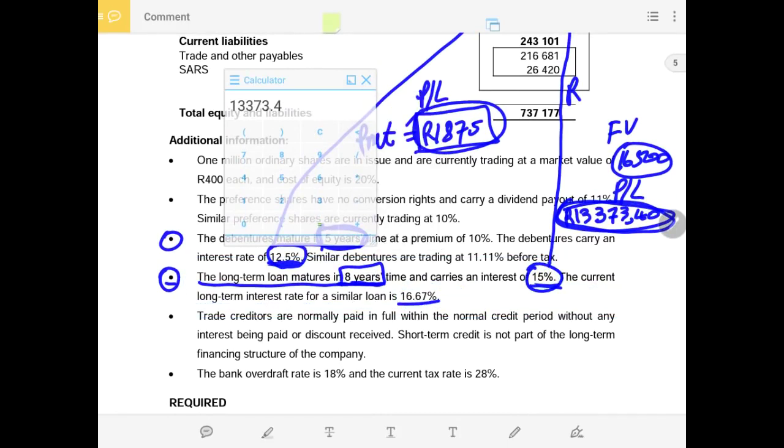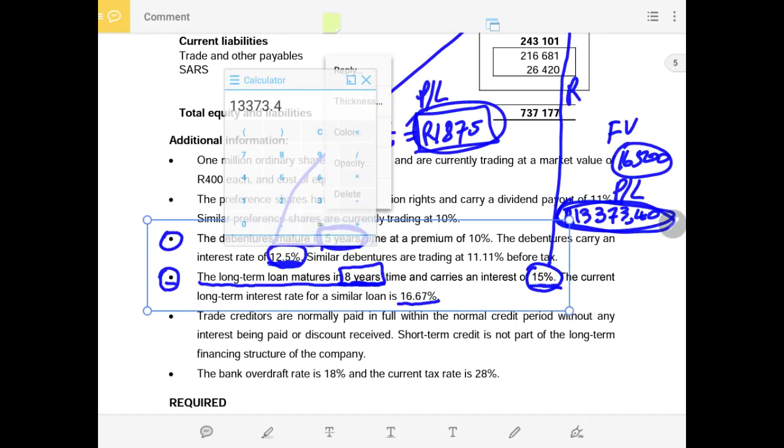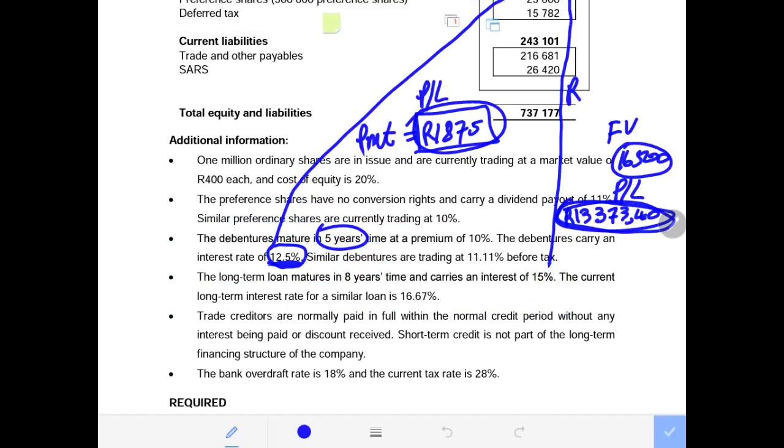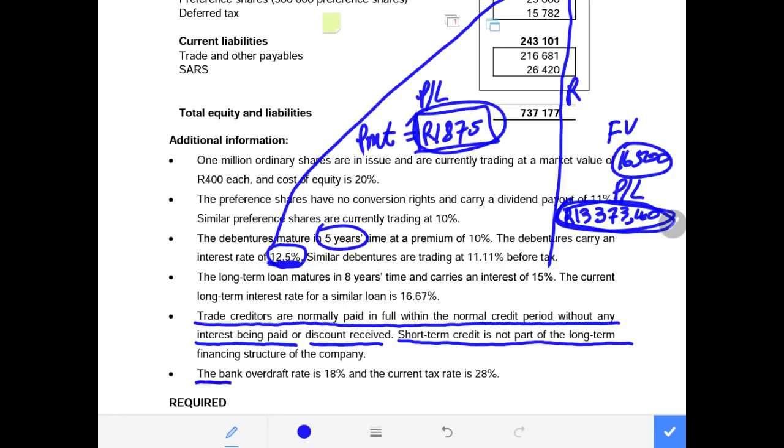Then now let us go to the next part. And the next part now, it is the creditors. They are telling us something about creditors. They say the creditors are normally paid in full within the normal credit period without any interest being paid or discount received. Short-term credit is not part of the long-term financial structure for the company. And they tell us that the bank overdraft bears interest at 18% per annum, and the current tax rate is 28%. Therefore, now there's a tax rate.